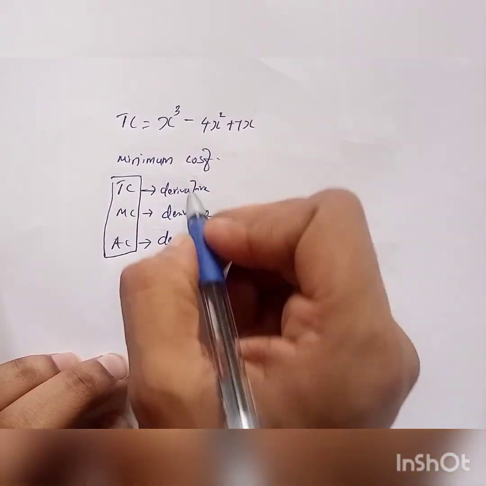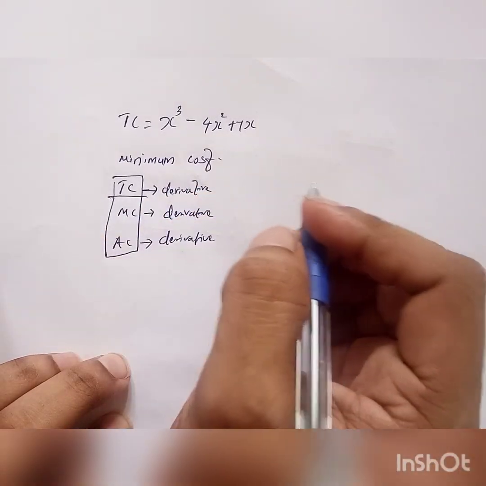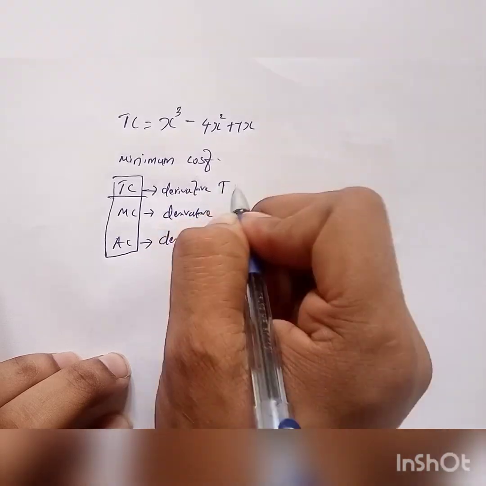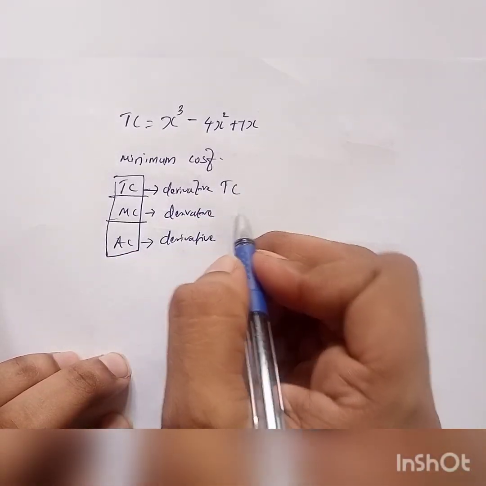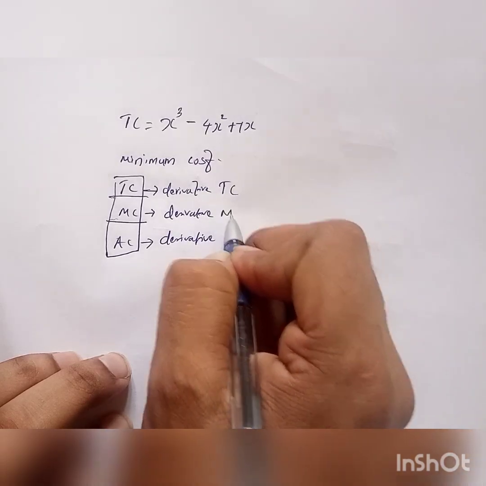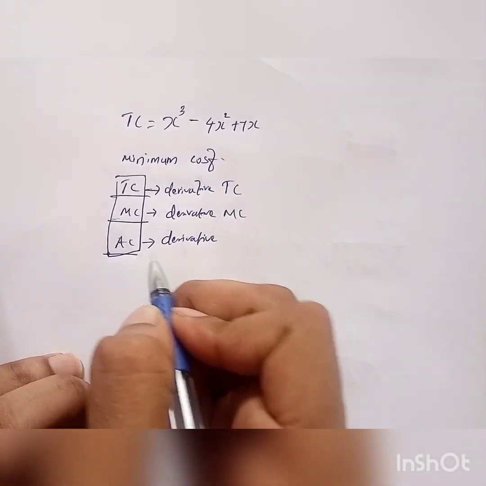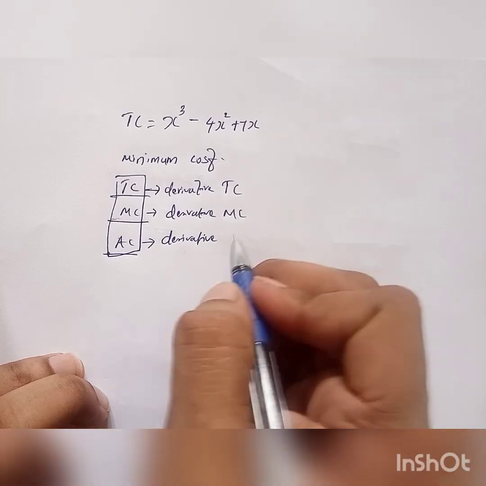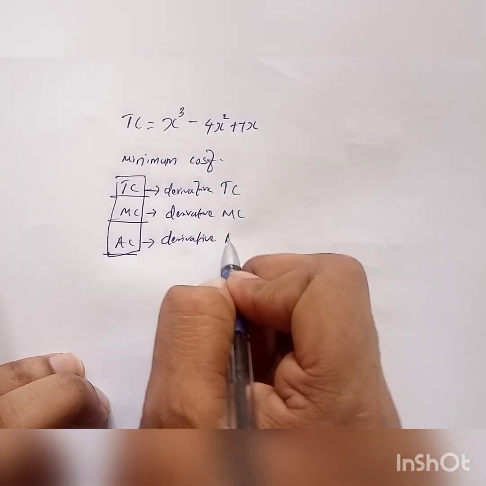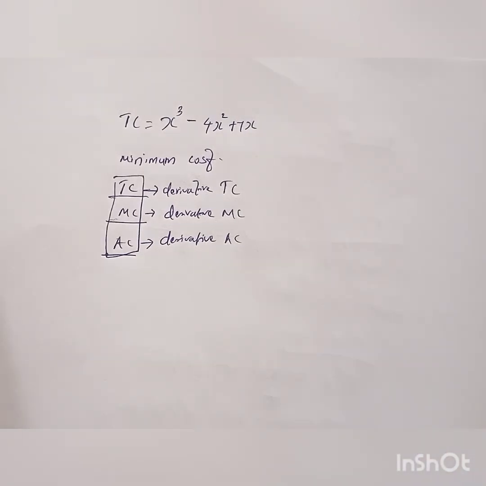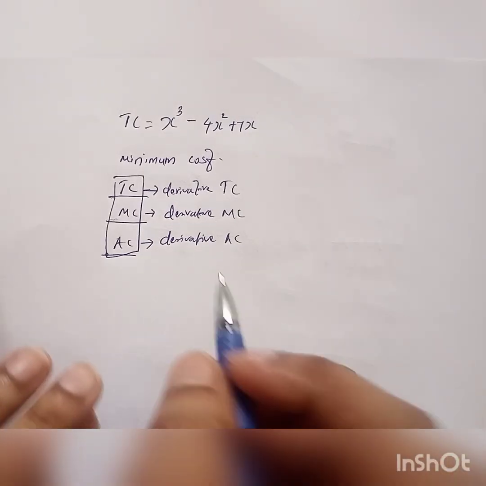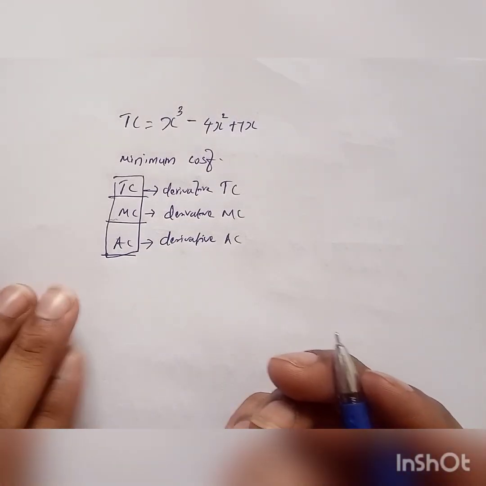So if the question is asking what is the minimum total cost, then we have to take the derivative of total cost. If the question is asking what is the minimum marginal cost, then we have to find the derivative of marginal cost. If the question is asking about the minimum average cost, then we have to find the derivative of average cost. So in the present question, they are asking about the minimum average cost, so we have to take the derivative of average cost.